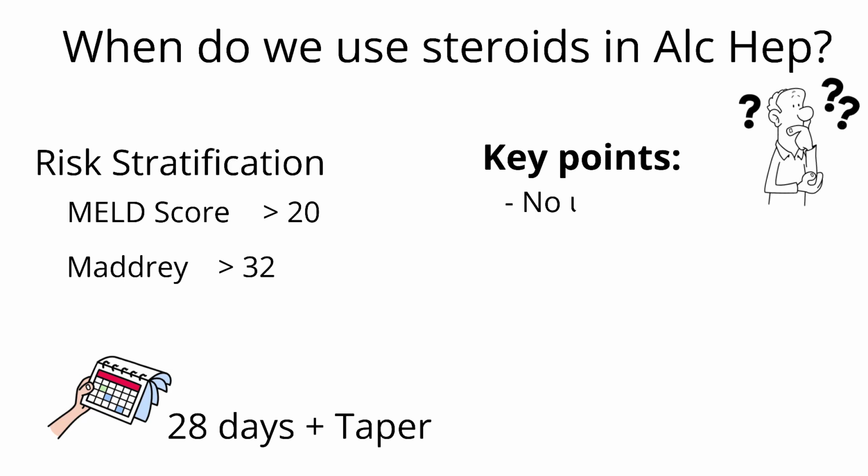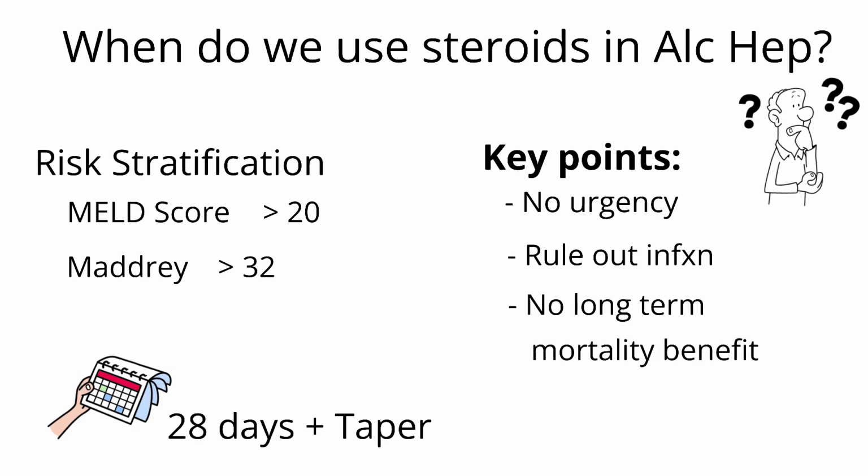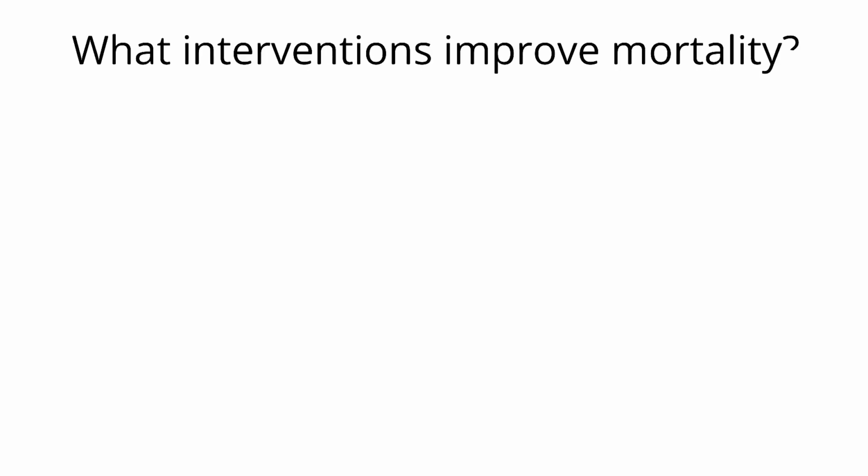A few key points to remember with steroids. 1. There's no urgency to starting steroids, so you don't have to rush to start them as soon as you admit your patient. 2. Make sure you rule out infection first before you start steroids. And finally, 3. There's no long-term mortality benefit to steroids. You may find that these are used as a last resort, and each hepatologist has a different approach in when they reach for steroids. Next, what are the interventions most likely to improve mortality for alcohol-associated hepatitis?